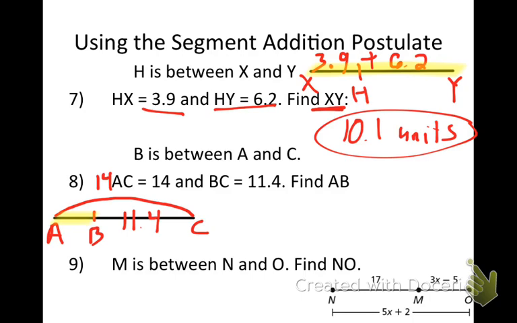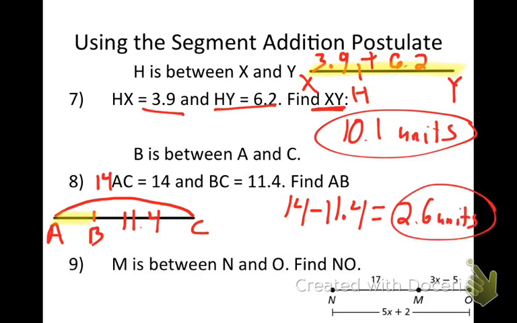What am I going to do here, Mr. Wilson? I think you'd subtract. Why would I subtract this time? Well, because you have a full segment and then you have part segment, so you got to subtract. Correct. If I have the full segment and a part and I need to find the other part, what am I going to do? I'm going to subtract. So I would say 14 minus 11.4, and I get what, Mr. Wilson? 2.6. 2.6 units.